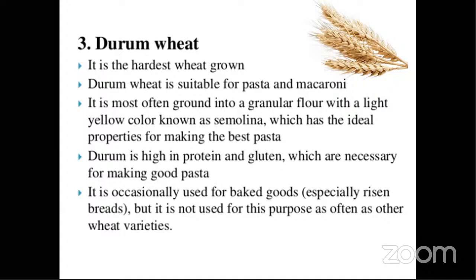Moreover, this durum wheat contains a yellow colored pigment known as xanthophyll, which is deficient in hard and soft wheat, and it is present in durum wheat. This gives it a proper characteristic for the formation of pasta and macaroni products. Second thing, it is high in protein, so it will contain higher gluten content also. Again, that is mandatory for good pasta making quality. And sometimes it may be used for the production of baked goods also, but if hard wheat is present, then that would be preferred.